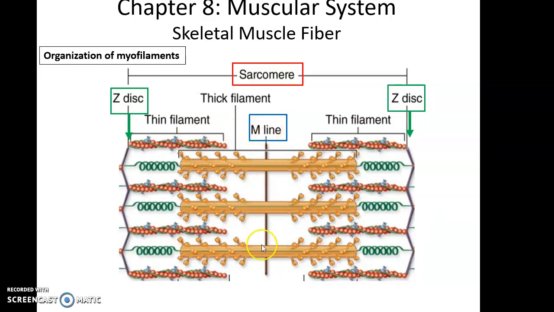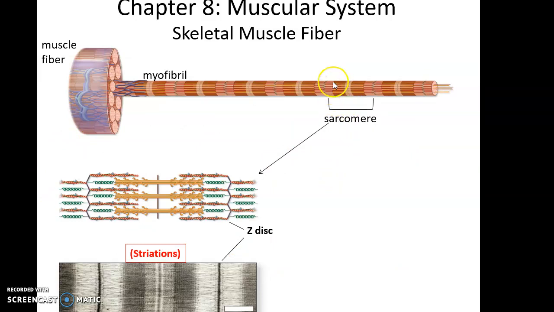Another structure is the M-line. The M-line in the middle is what the thick filaments are attached to. As you can see, the myofibril is made up of sarcomere after sarcomere after sarcomere. So you have hundreds of sarcomeres stacked, connected to each other, forming the myofibril.